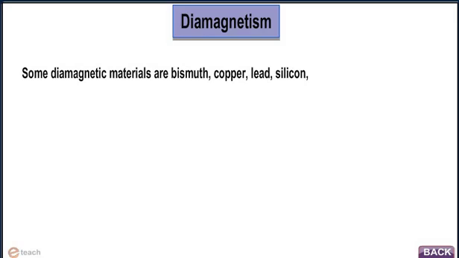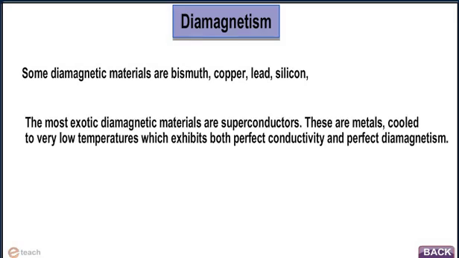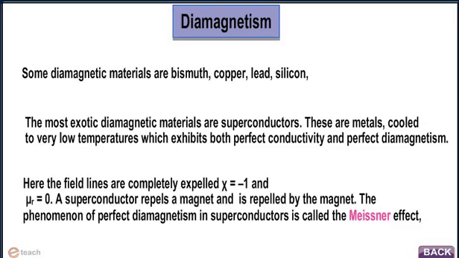Some diamagnetic materials are bismuth, copper, lead, and silicon. The most exotic diamagnetic materials are superconductors. These are metals cooled to very low temperatures which exhibit both perfect conductivity and perfect diamagnetism. Here the field lines are completely expelled, that is, susceptibility is equal to -1 and mu r is equal to 0. A superconductor repels a magnet and is repelled by the magnet. The phenomenon of perfect diamagnetism in superconductors is called the Meissner effect.